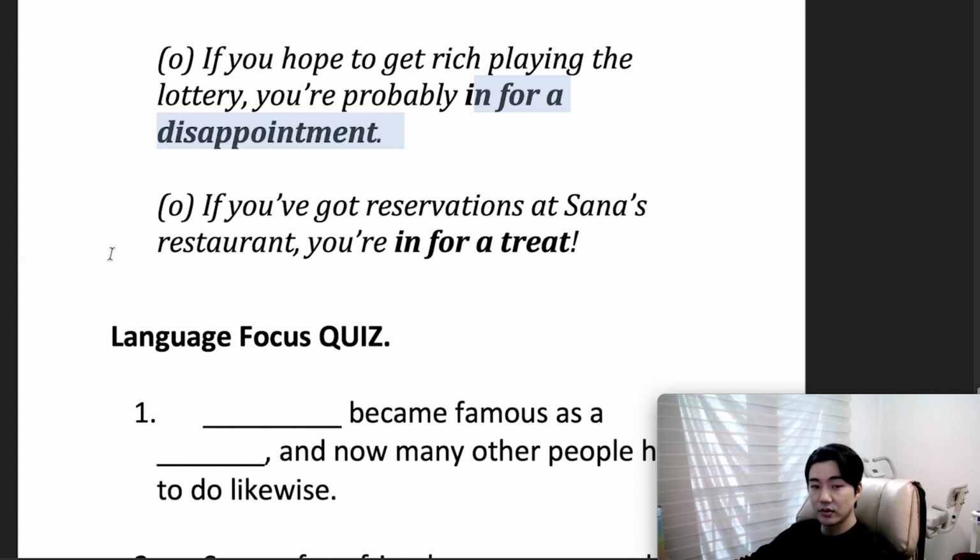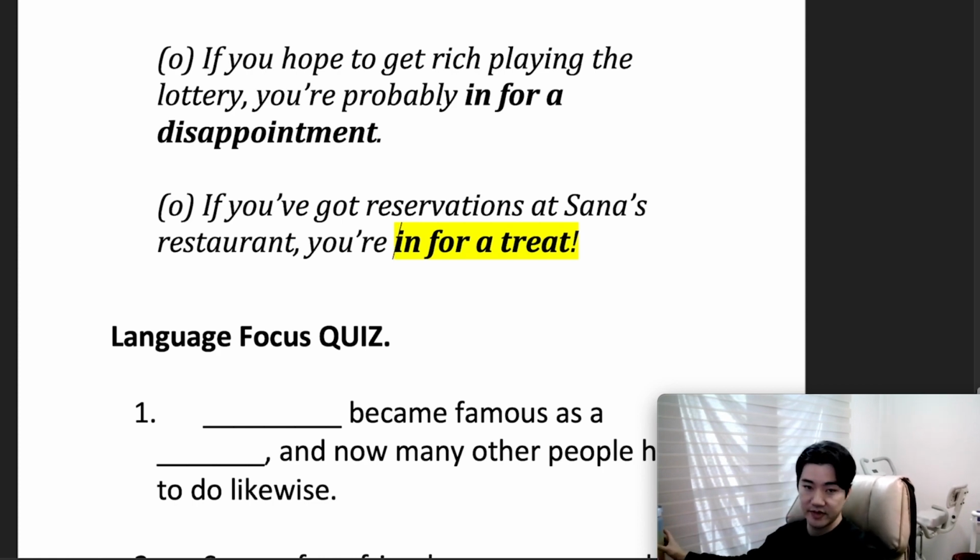And the second example, if you've got reservations at Sana's restaurant, you're in for a treat. In this situation, it's not sarcastic, it's being genuine. So, in for a treat. So, 사내의 레스토랑에 예약이 되어 있다면 아마 좋을 것 같아요. You'll like it. That's the sort of meaning that is coming from you're in for a treat. You're going to enjoy it.